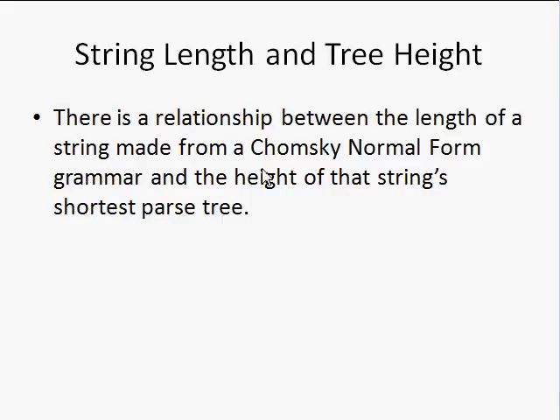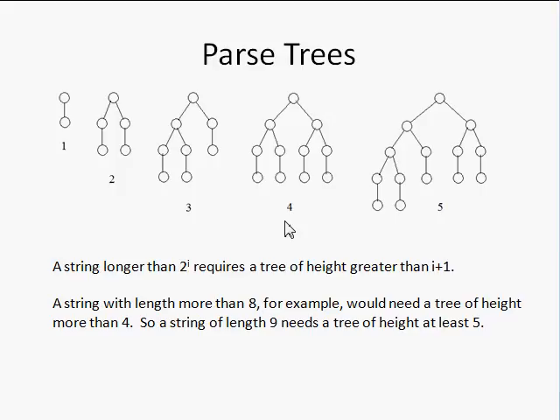There is a relationship between the length of a string that you can make with one of these Chomsky normal form grammars and the height of the tree that makes that string. And we worked out that relationship in class. Let's review. Here are some trees. This is what they look like. When you replace a non-terminal with two non-terminals, you get a node with two children in your tree. When you get ready to replace a non-terminal with a terminal, then you only get one node for that, and that is going to be a leaf because that's a terminal now. So this is the shape that your trees have.